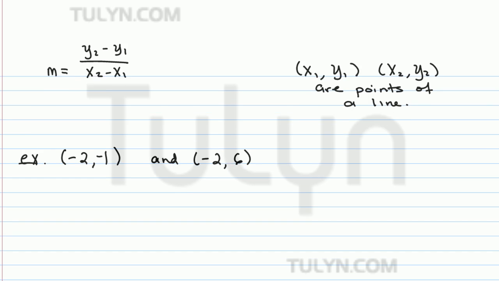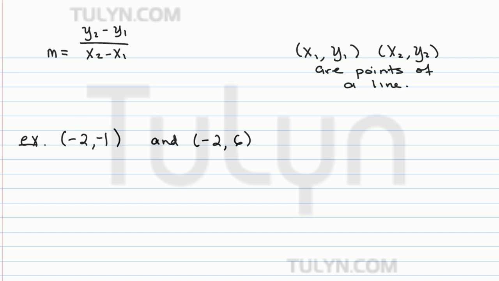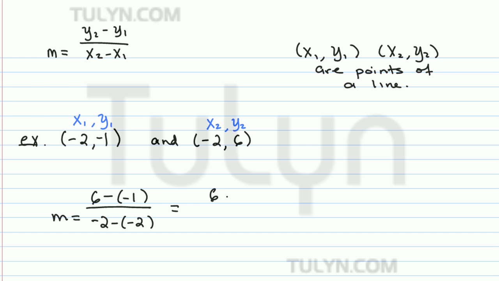Letting the first set be x1, y1, and the second set be x2, y2, let's plug it into the formula. So m is equal to y2, which is 6, minus y1, which is minus 1, over x2, minus 2, minus x1. Simplifying this further, this becomes 6 plus 1 over minus 2 plus 2, and finally we get 7 over 0. And remember, when we're dividing by 0, we usually consider the expression to be undefined.